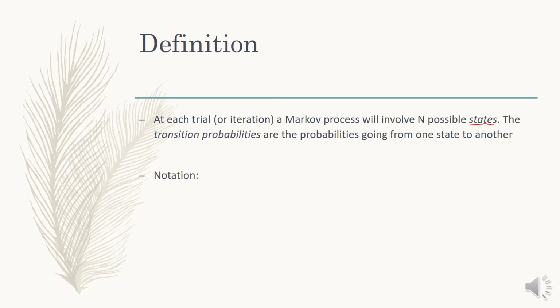The transition probabilities are the probabilities going from one state to another. And the notation that we're going to use is P sub ij. And this is going to be the probability of going from state i to state j.